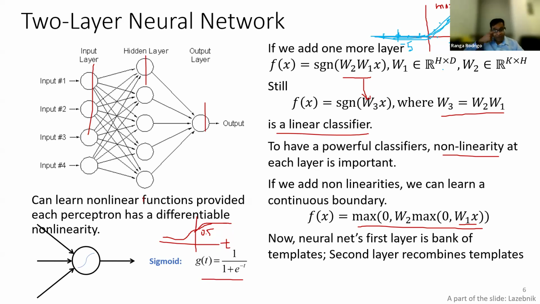So you can see at the center, at 0, there is a nonlinearity here. So this is a nonlinear function. This is the so-called famous ReLU nonlinearity, rectified linear unit nonlinearity. When you add a nonlinearity, the neural network's first layer is a bank of templates, and the second layer recombines templates. This is one of the most important interventions in the neural network domain, having this ReLU nonlinearity.